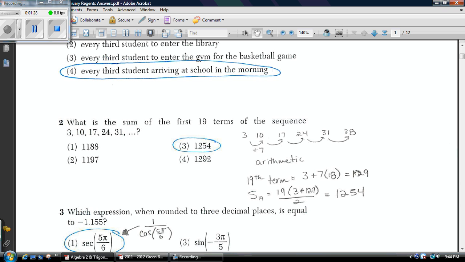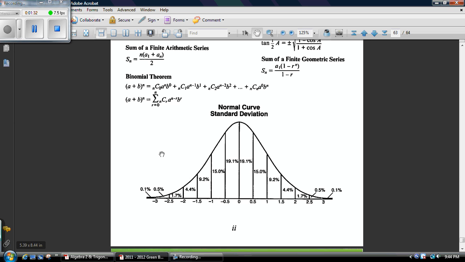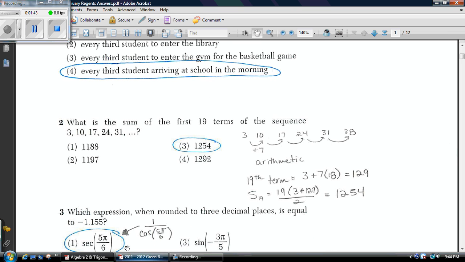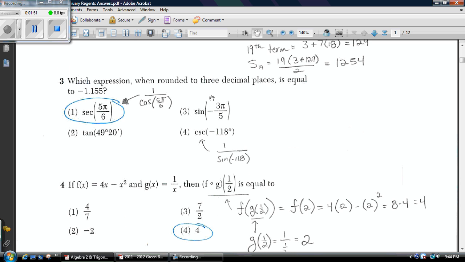That's going to be 129, and then just use your reference table. Right on it is the sum of a finite arithmetic series. Just plug in. You want the 19th term, so plug 19 in for n. The first term is 3, and the last term is 129. Divided by 2, boom, 1,254.